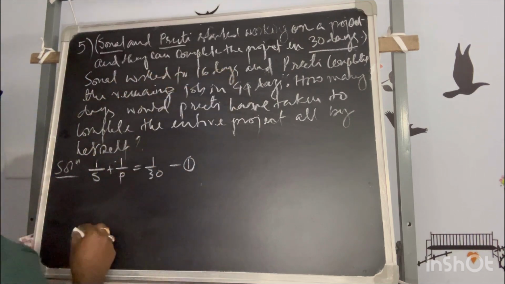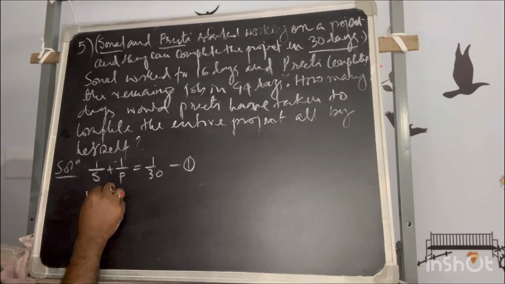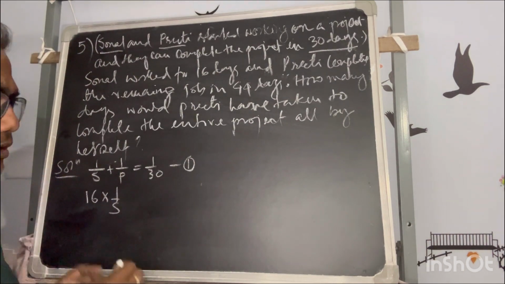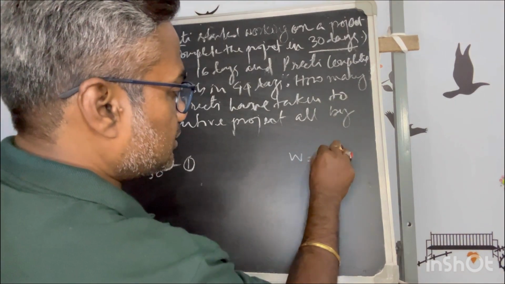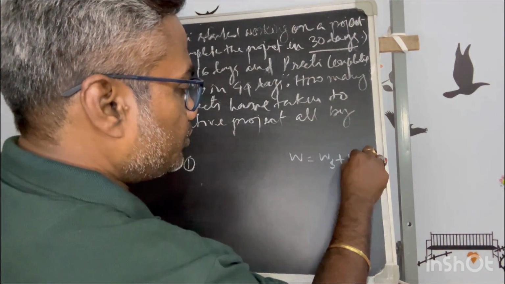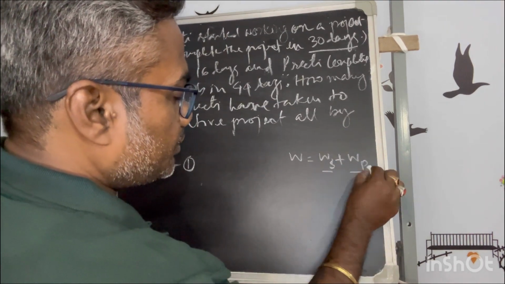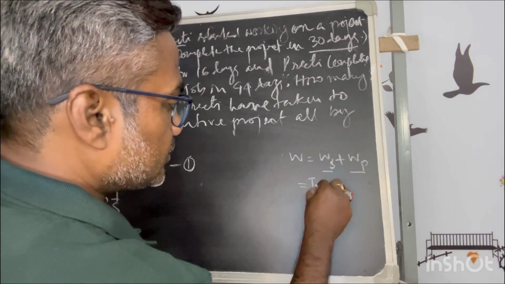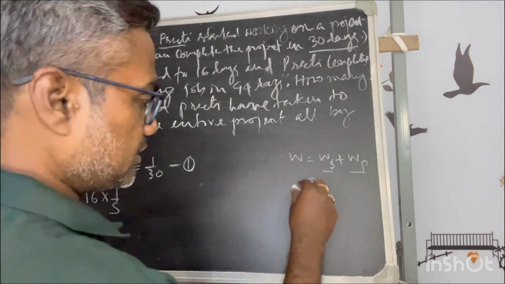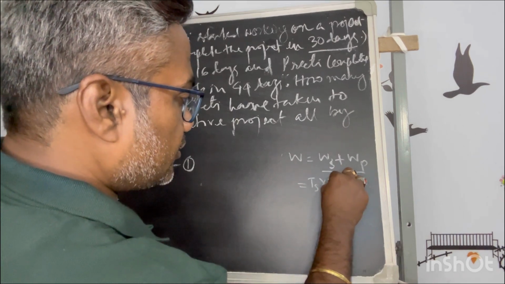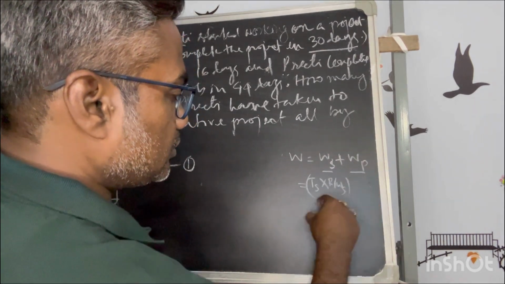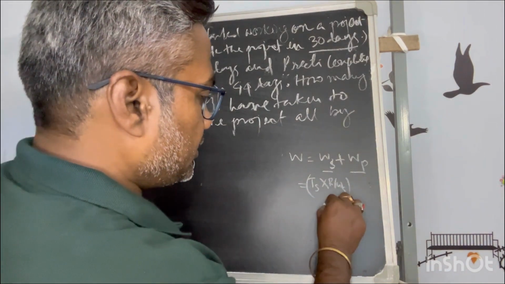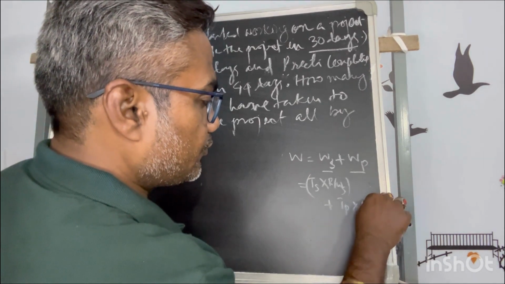Now, if for 16 days Sonal is working, Sonal will do 16 into 1 by s, because rate of work into the time is the work part they are doing. If my total work is W, WS plus WP, that means whatever Sonal is doing, whatever Preeti is doing together, this is the complete work. So what fraction will they do? That is the time Sonal takes to do her part with the rate of work of Sonal. This will give you the work part, because work is nothing but time into rate of work. Similarly for Preeti, it will be time of Preeti into rate of work of Preeti.